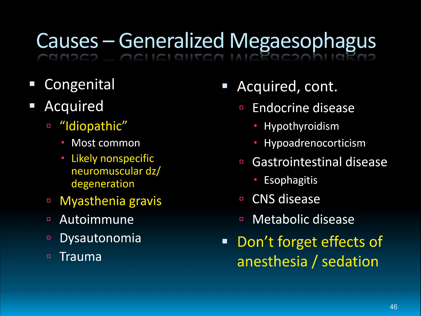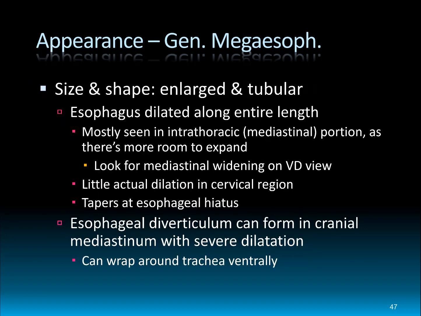Myasthenia gravis is one that's more specific and is certainly something we can test for, and is common enough that it is definitely something to think about. But there are plenty of other possibilities for a generalized megaesophagus. Hypothyroidism, hypoadrenocorticism, esophagitis are all on the list. And don't forget about patients that you've recently anesthetized or sedated. They don't have a meaningful megaesophagus. It's not their pathology, but radiographically there is going to be, or certainly can be, esophageal distension that may fool you. So you do have to be careful about those patients.